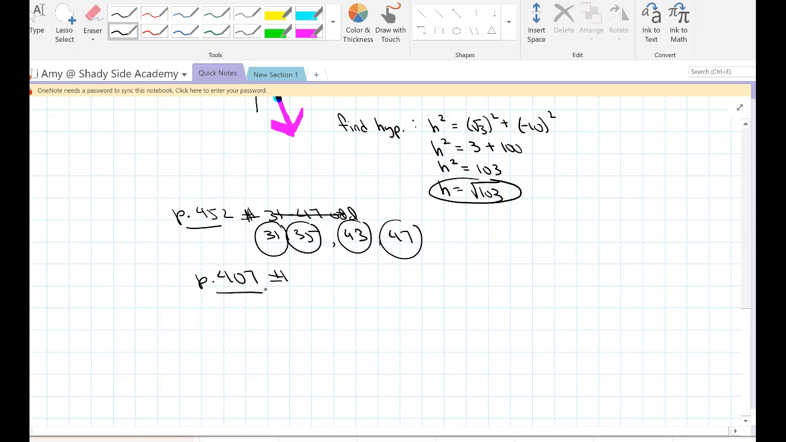So let's see, page 407, number 73. And 77, oh my, compound interest. I like that. And 78. How about that? I think that's good for homework.